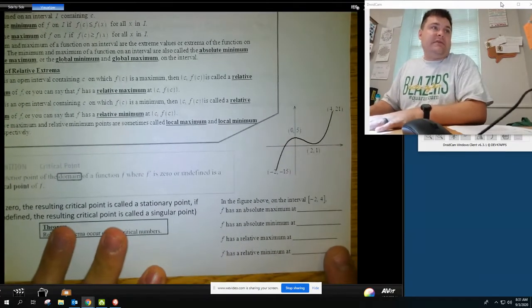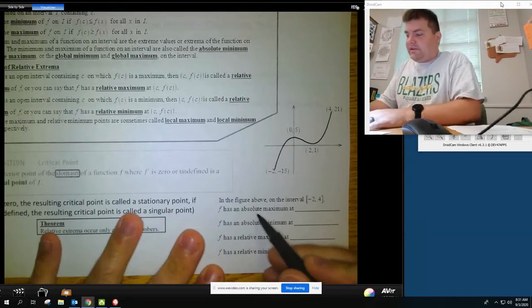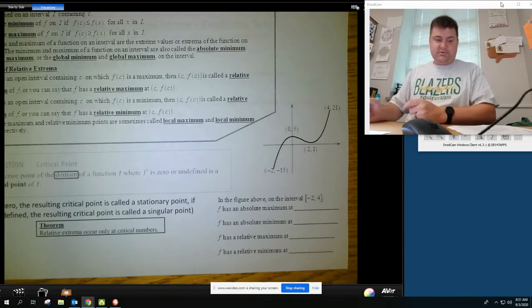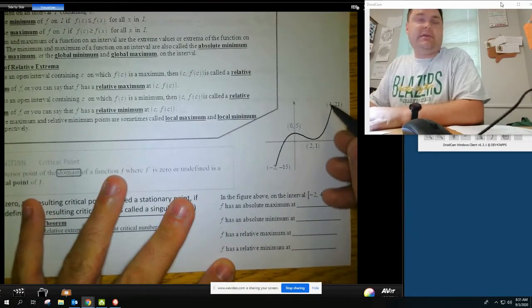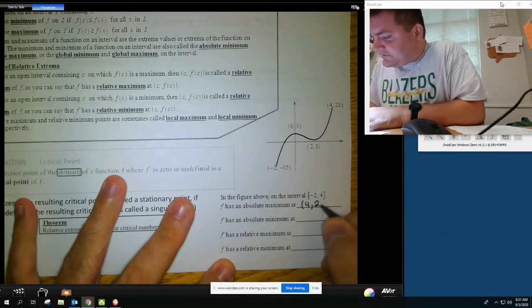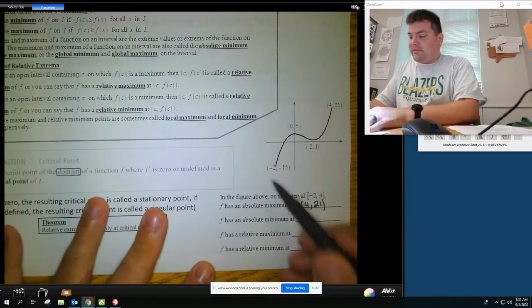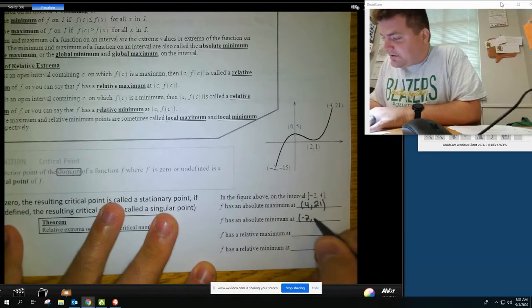So just looking at this graph right here, an absolute maximum is going to be the highest point. It's not necessarily the top of the hill, but just the highest point. So the absolute maximum on this graph is the tallest point right there, which is 4, 21. And this is the point (4, 21). The absolute minimum is the lowest point, which is right here, which is going to be (-2, -15).